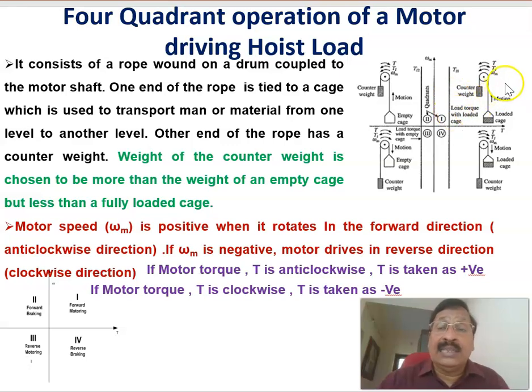As I already explained, if both omega m and torque are positive, it is working in forward motoring operation. If torque is negative and omega m is positive, we get forward regeneration or forward braking operation. And this is the reverse braking operation. Let us see one by one. Therefore, these are the four quadrants of operation: forward motoring, forward braking or regeneration, reverse motoring and reverse braking.